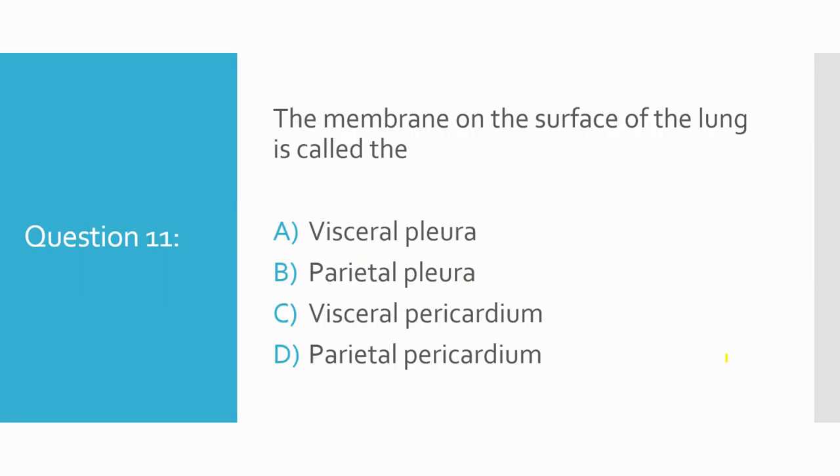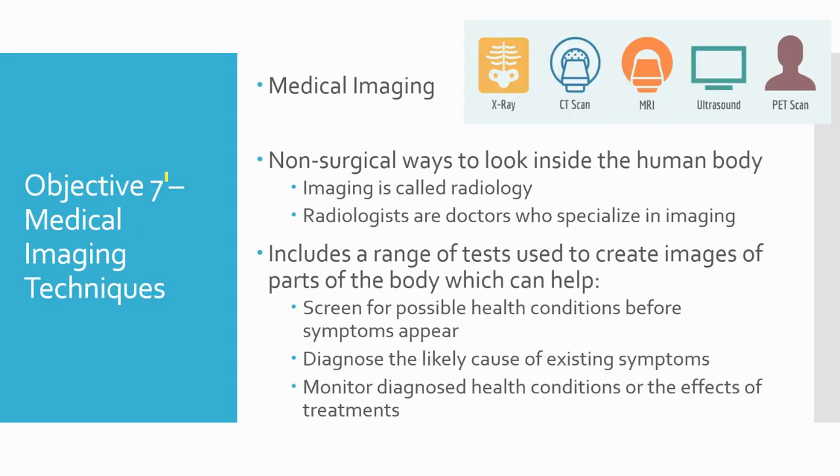And so this takes us to our question over this section. You're going to have a lot more questions in lab. But the membrane on the surface of the lung is called, so first of all, if it's on the lung itself, that would be the organ. So that's going to be visceral. And so we can narrow it down between pleura or pericardium. Pleura refers to the lung, whereas pericardium refers to the heart. And that is going to be all for Objective 6.